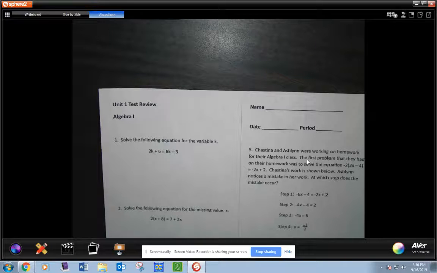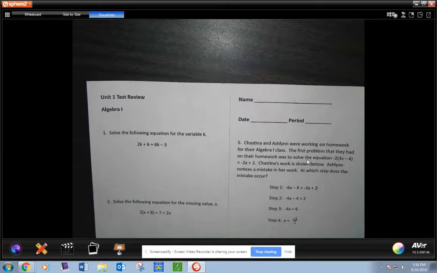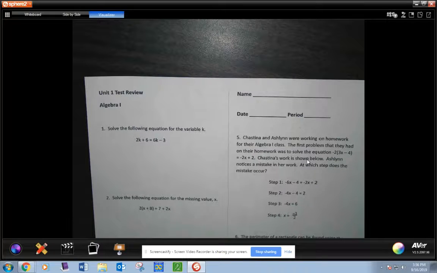Alright, guys, so this is your Unit 1 test review, and you will be taking your test shortly. So here's all of the answers in case you were absent, or if you didn't get to a problem, you can check it and ask for understanding.